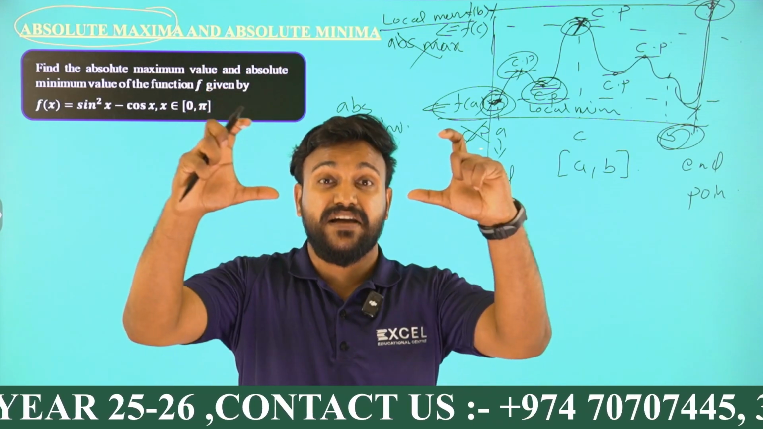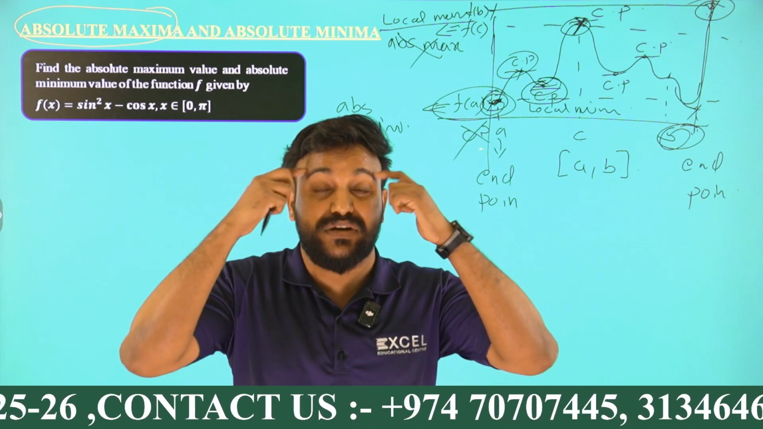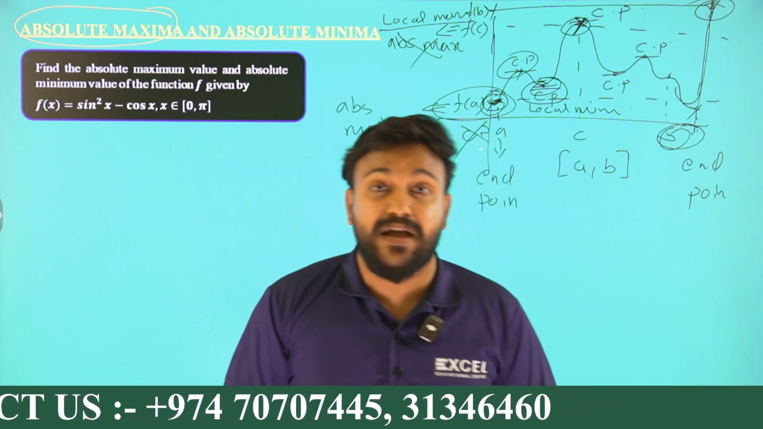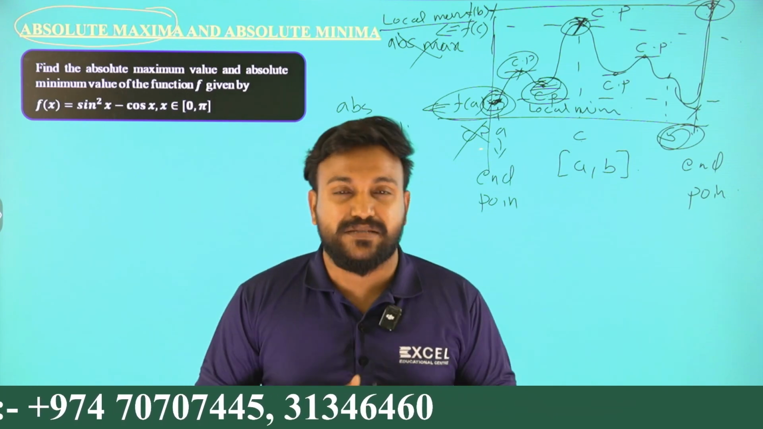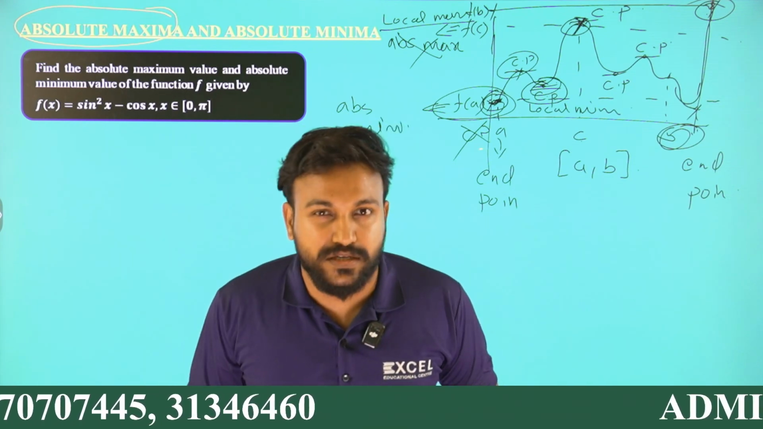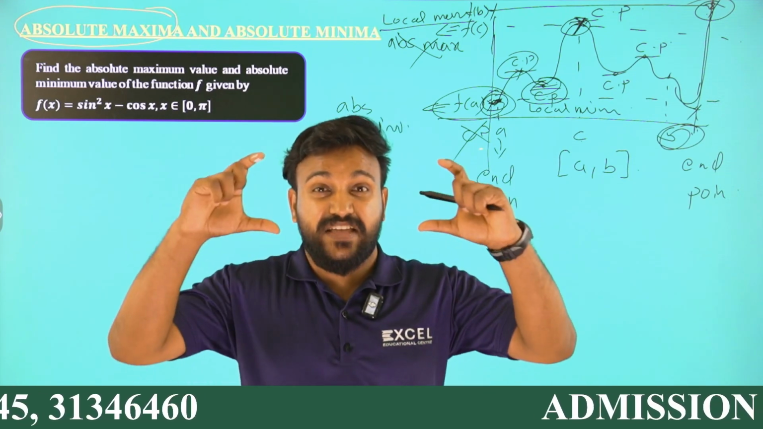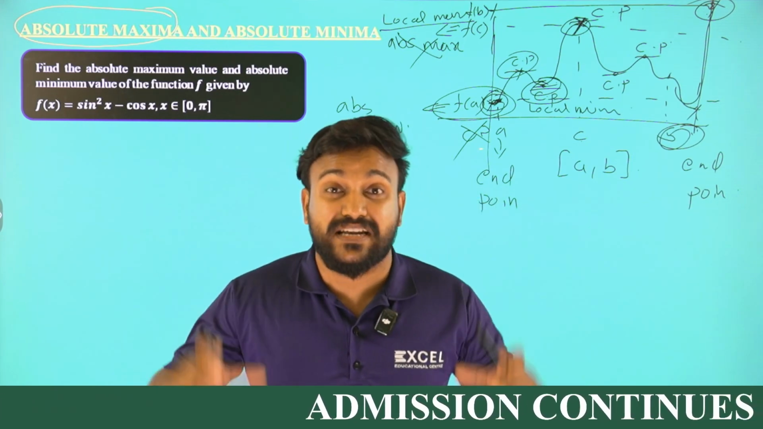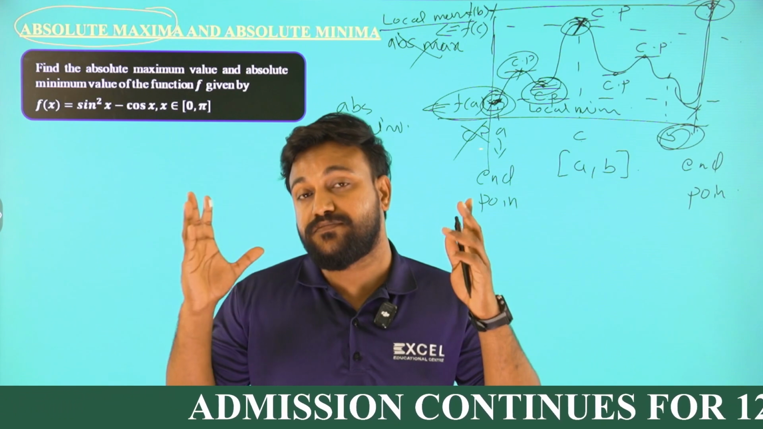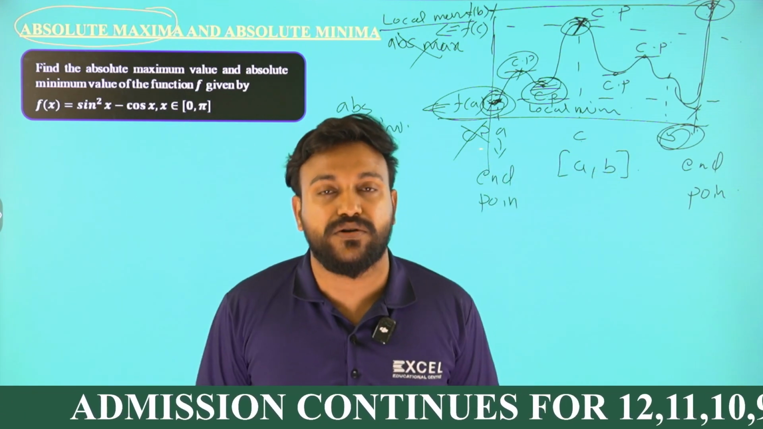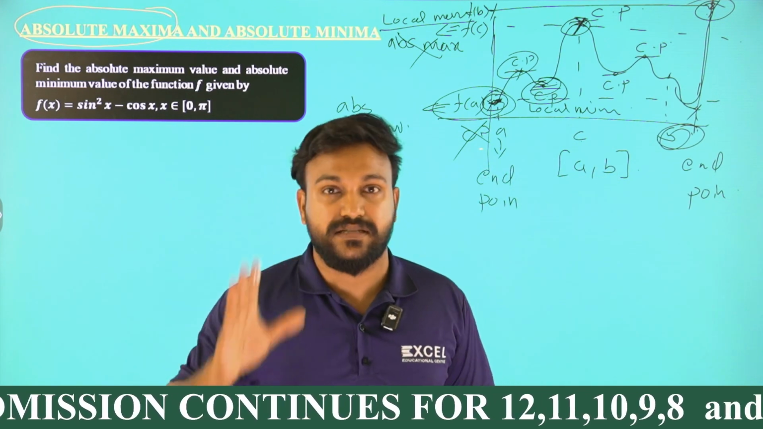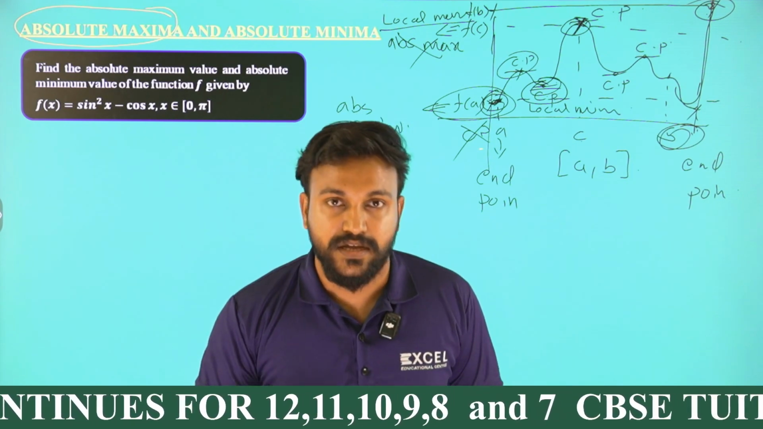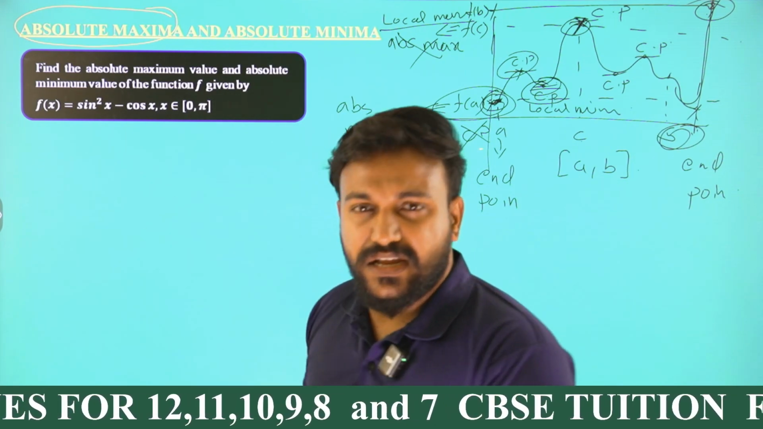So if there is an interval, then only you need to think about absolute maxima and absolute minima. If there is no interval, the absolute and local maxima and minima only occur at your critical points. But if there is an interval, the absolute maxima and absolute minima may occur at the end point, but the critical point will not occur at the end point, unless it's a critical point as well. Okay, so just go for this question and you will get more clarity.